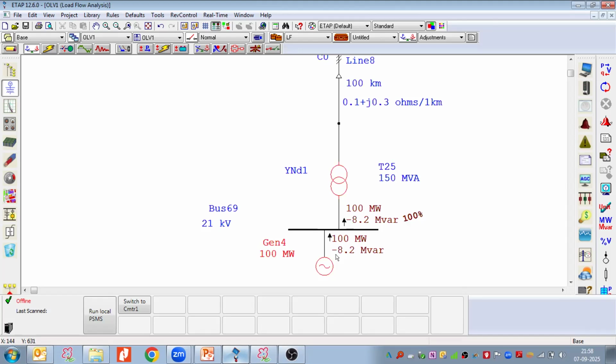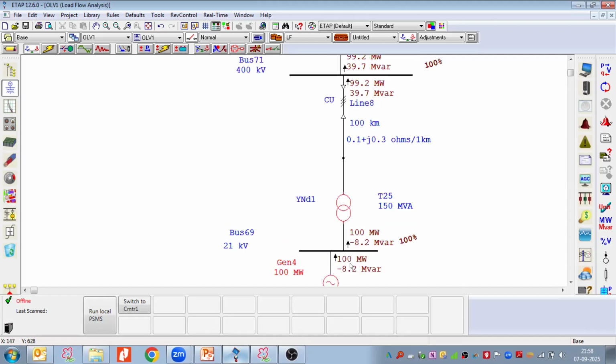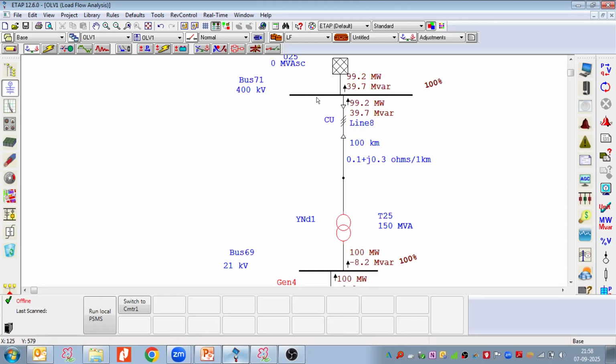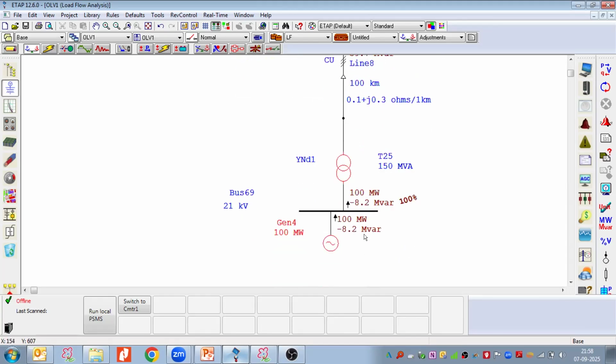The reactive power is being absorbed by the generator. But why are they absorbing this? Why do they need to absorb, consume from the grid? And how to fix this? How to fix this negative reactive power?